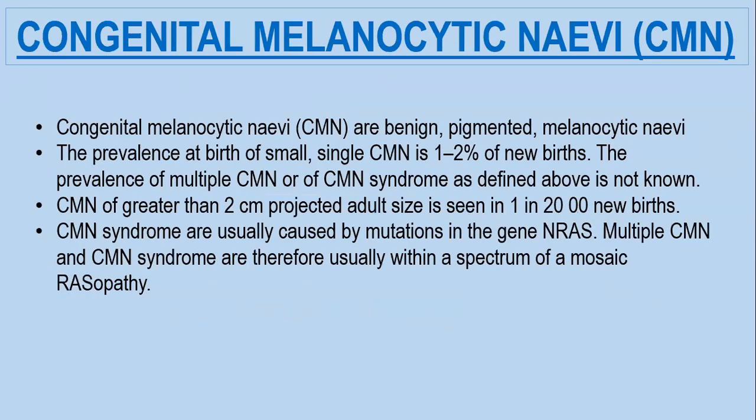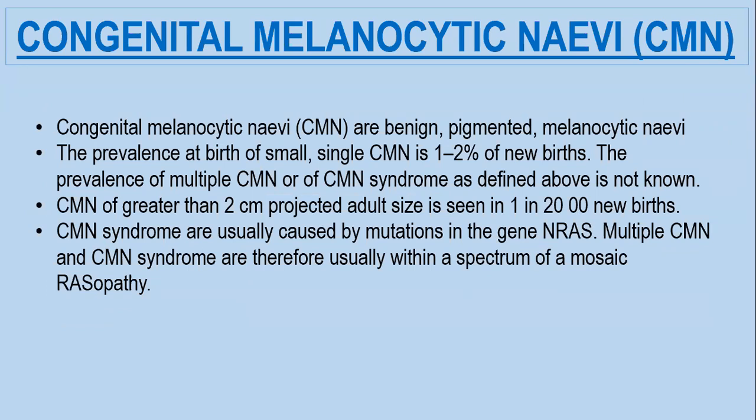Then the second major group of congenital nevi is congenital melanocytic nevi. Now they are abbreviated as CMN. The congenital melanocytic nevi are benign pigmented melanocytic nevi. Prevalence at birth of a small single congenital melanocytic nevus is 1 to 2% of newborns. So this is quite a high percentage, 1 to 2%.